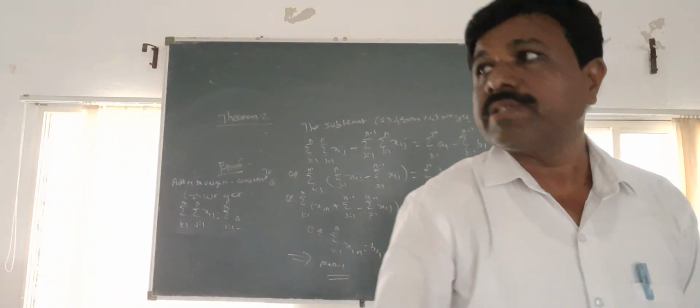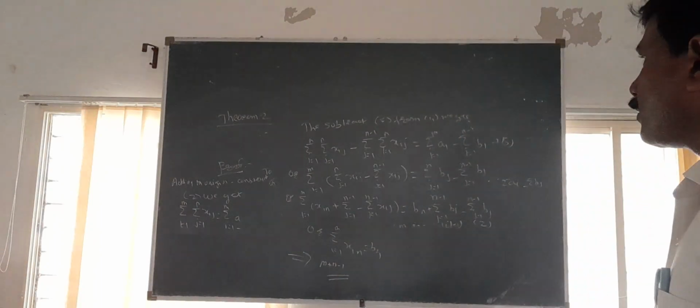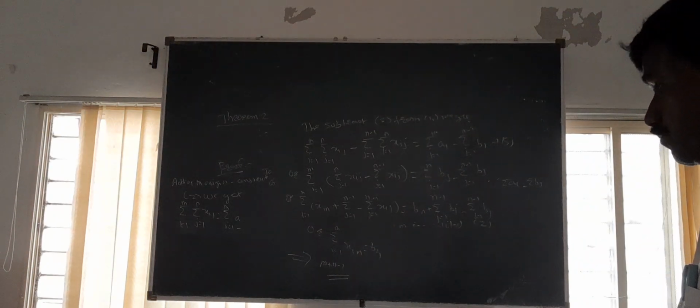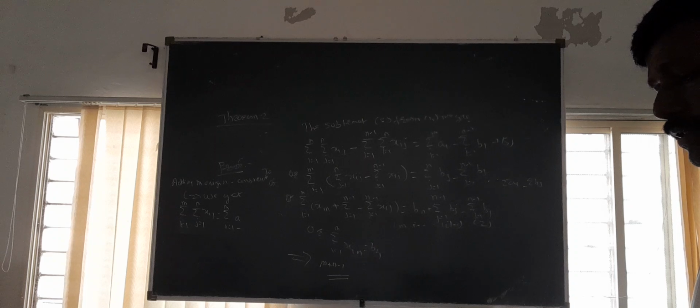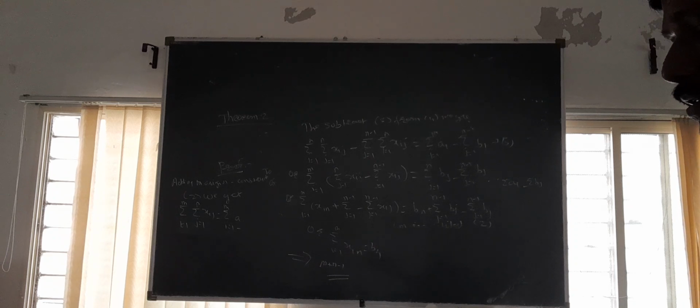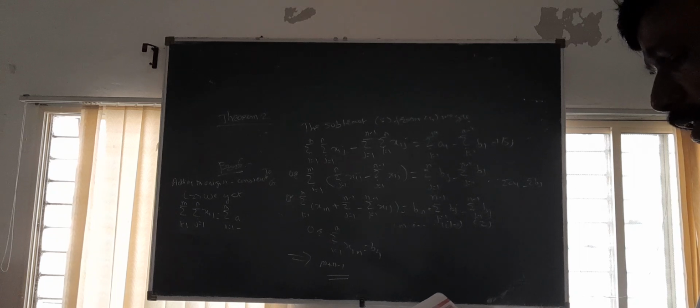and we find the optimality test of the transportation problem. We have proved that the number of basic variables in the transportation problem are at most m plus n minus 1.